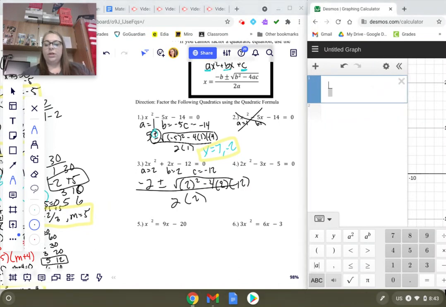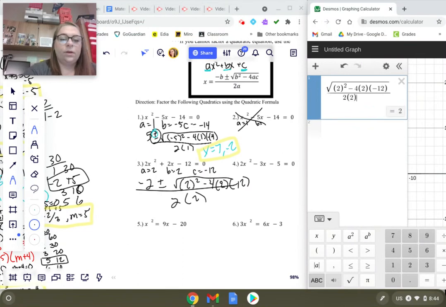Again, go to Desmos, hit divide first, and we're going to do the plus one first. So plus radical 2 squared minus 4 times a, which is 2, times c, which is negative 12, all over 2 times 2. And this one gets us 2. So x equals 2. Then again, edit that problem, but instead of a plus sign, use a minus, and that gets us negative 3.